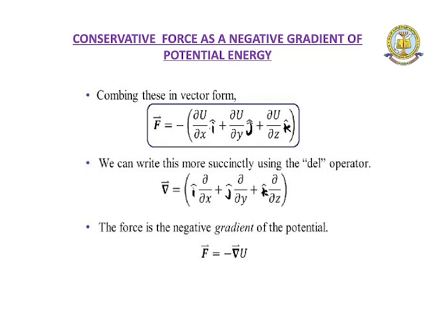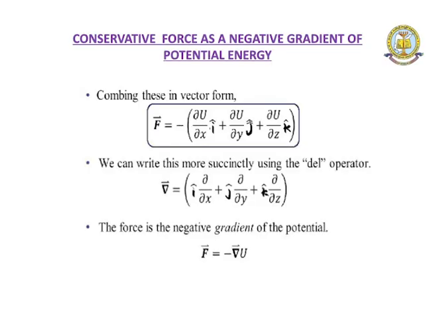That is the negative gradient of the potential energy. This del value is substituted in the above equation: dou by dou x, dou by dou y, dou by dou z. You can write minus del. Here the minus is a negative term, that is, minus del U. F is equal to minus del U. This is the conservative force as a negative gradient of the potential.